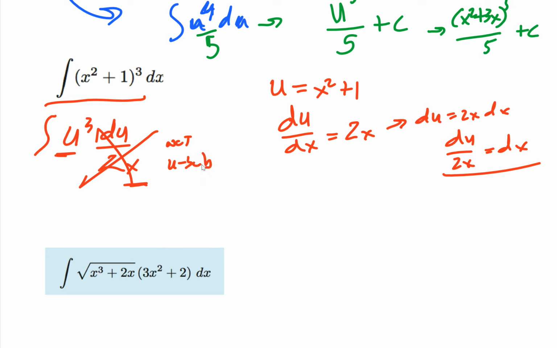U sub's not going to work on this one. You can't do it with two different variables. And reverse chain rule doesn't work because it's not linear. So what's the only way to do this one? You actually could do this one.